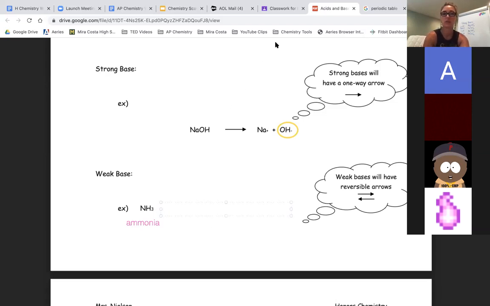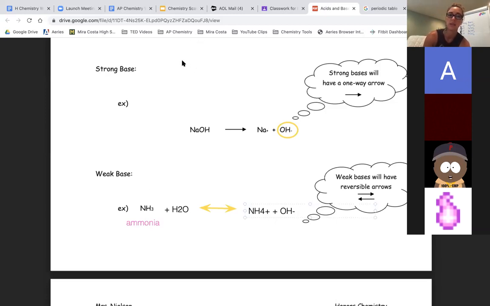I'm going to add in the water here because remember, all acid-base chemistry takes place in the presence of water. So this reaction is going to look like this. I'm going to write it out for us first, and then I'll explain. So here's what this reversible reaction is going to look like when ammonia acts like a base in water. So what's happening here?